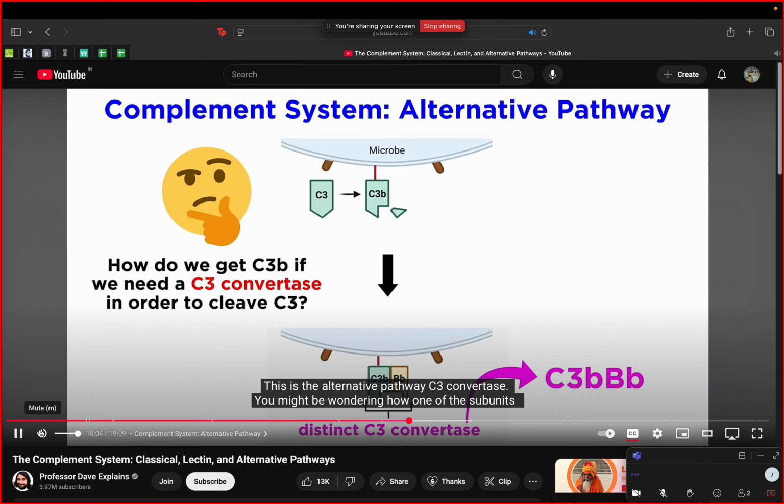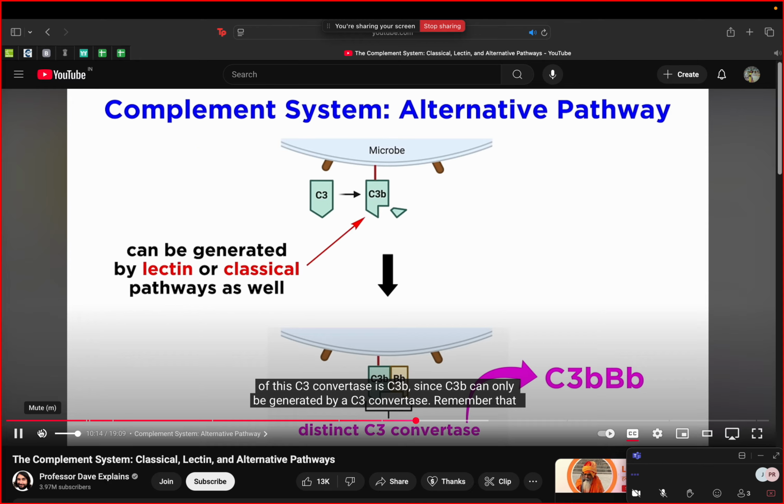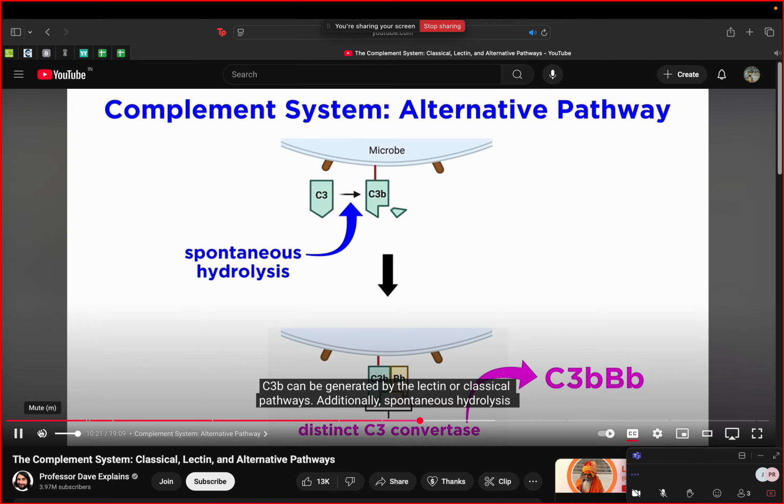You might be wondering how one of the subunits of this C3 convertase is C3b, since C3b can only be generated by a C3 convertase. Remember that C3b can be generated by the lectin or classical pathways. Additionally, spontaneous hydrolysis of C3 can lead to a short-lived intermediate convertase that can also generate C3b.